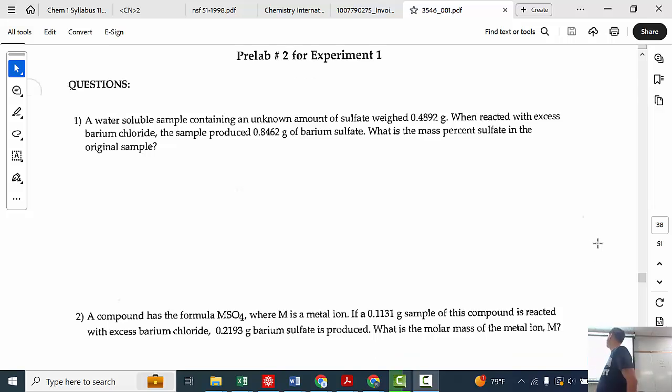But let's take a look at experiment 1B. A water-soluble sample containing an unknown amount of sulfate weighed 0.4892 grams. So water-soluble means it's a solid. So we have a solid sample that contains sulfate weighing 0.4892 grams. And this being a solid, the sulfate is locked into a crystal lattice. That's why I write sulfate solid, because it's in a crystal. There are going to be cations in there too, but we don't know what the cations are.